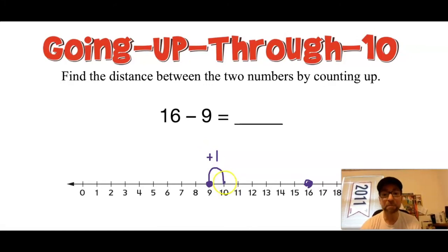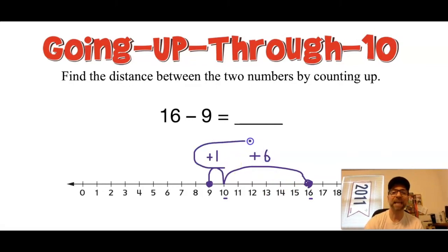Now I want to go from 10 all the way to 16. And you shouldn't have to count how many hops I'm making here. To go from 10 to 16 is just 6 hops. I have a 0, and then I have that 6. So I'm moving 6 more places. How much did I hop in all? In all, I hopped up 7. 16 minus 9 equals 7.